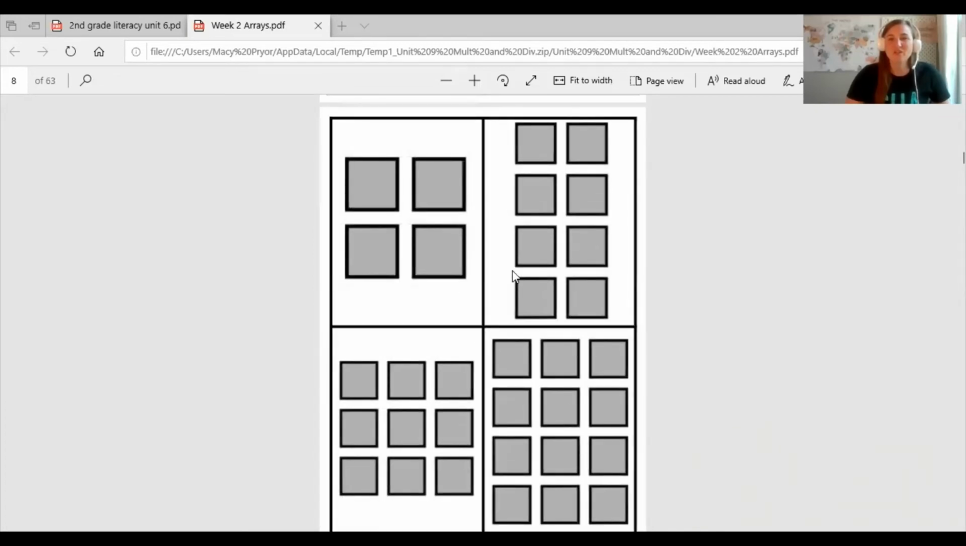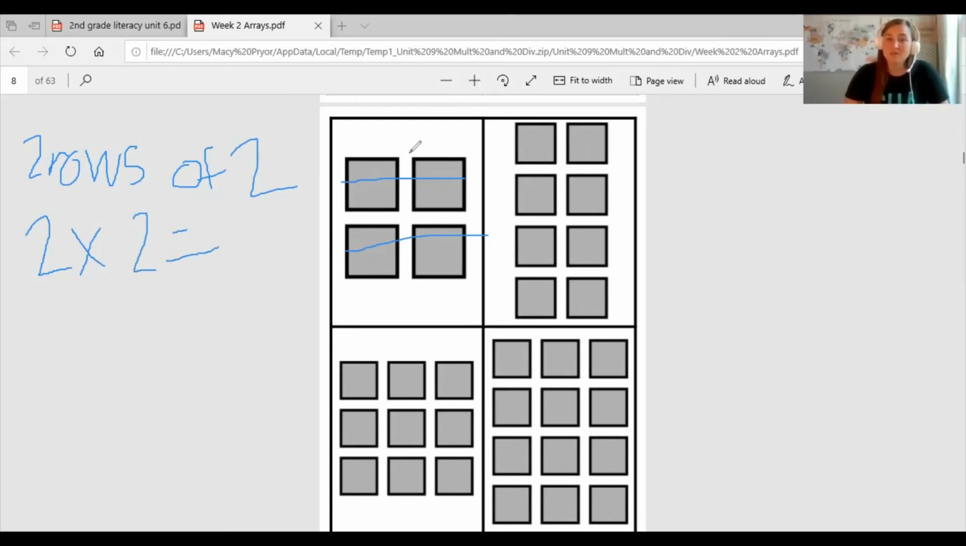Awesome. Okay, so we are going to come and practice on our own. We are going to do 4 problems together, and then you will have some to work on Class Kick on your own. Okay, so for the first one, I have 2 rows of 2. So I'm going to write 2 rows of 2. And I'm going to write my multiplication problem, 2 times 2. Second grade, basically what I'm looking for is the total amount of squares in each picture. So 2 times 2 equals 4.